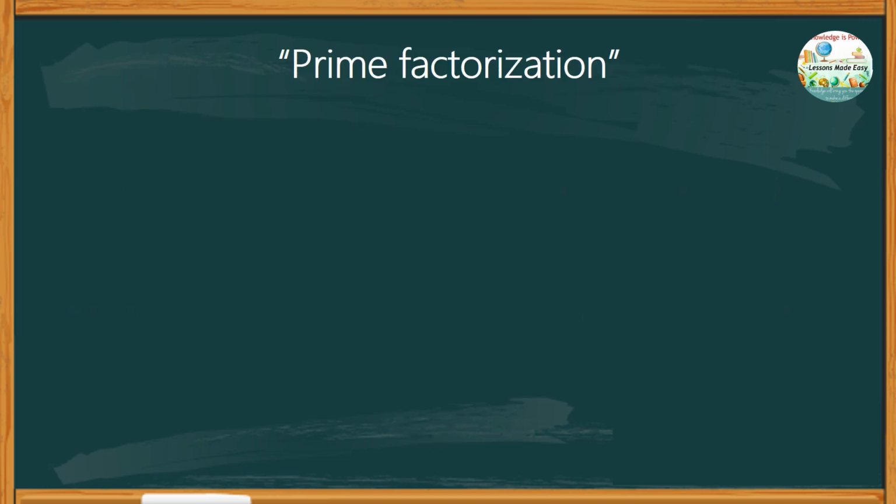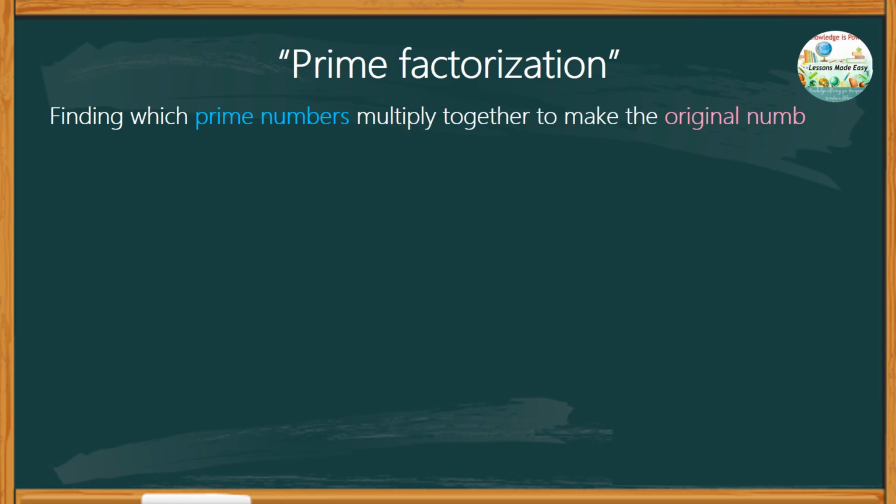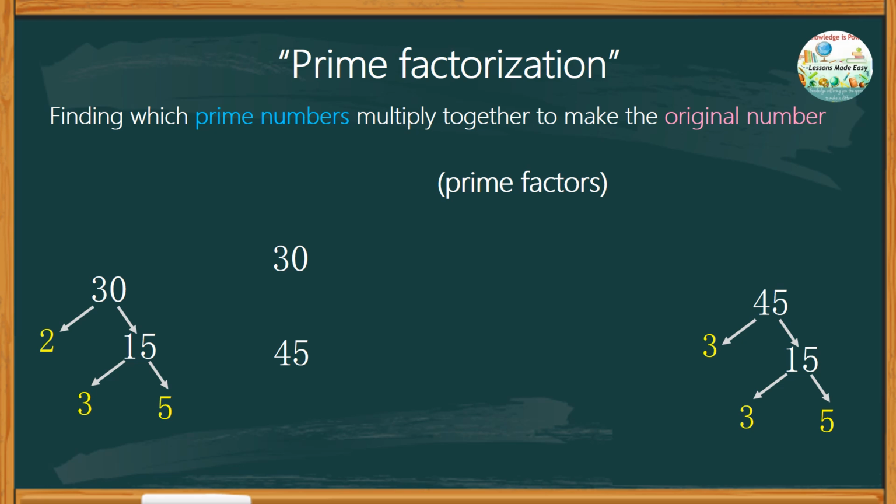Prime factorization. It means finding which prime numbers multiplied together to make the original number. These prime numbers are called prime factors. For example, if you are to find the highest common factor of 30 and 45, we have to find the prime factors of 30 and 45. So for 30, the prime factors can be expressed as 2 times 3 times 5. And for 45, we have 3 times 3 times 5.